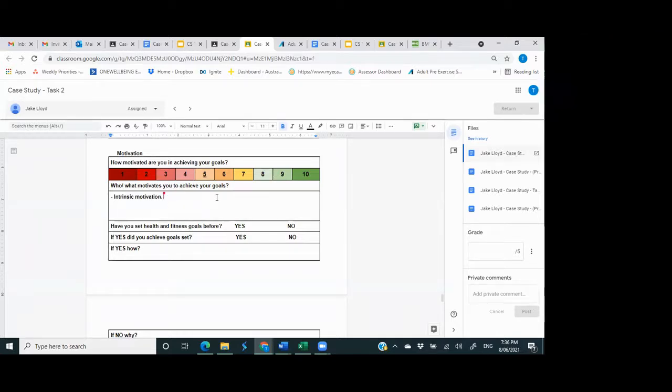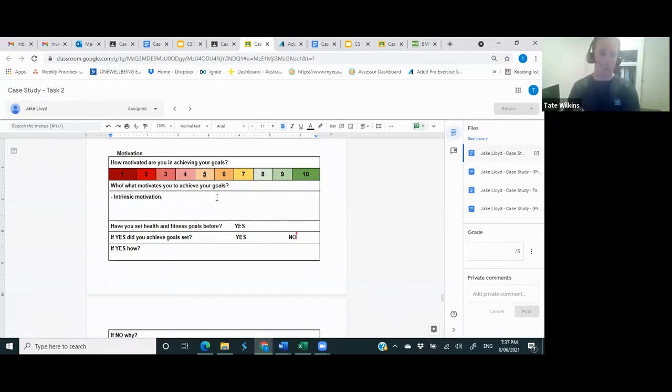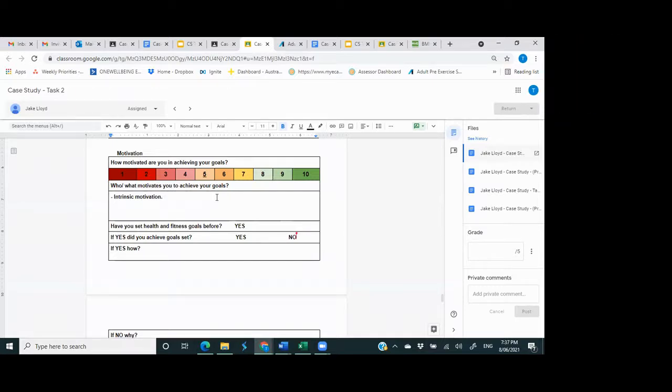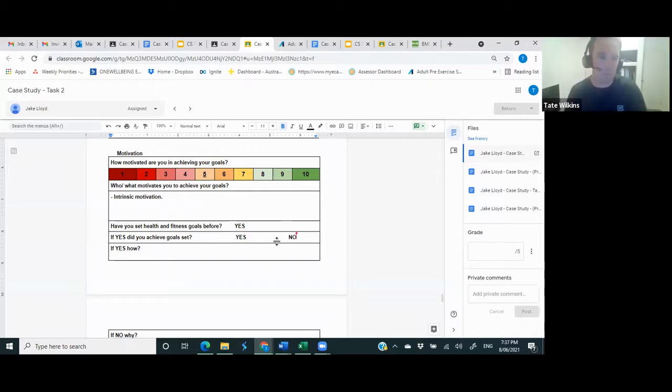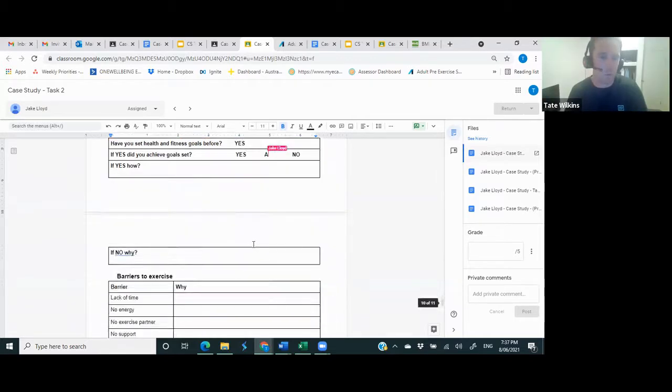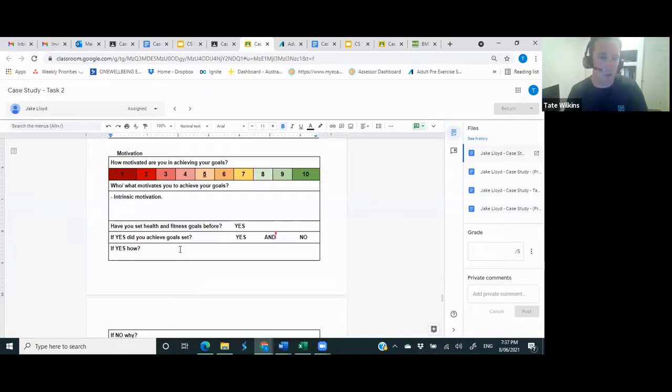Have you set health and fitness goals before? Yes. If yes, did you achieve your goals? Put the word "and" in between. What's that, sorry? Just write down yes and no, I guess. Probably the correct answer for everyone. You can write both. If yes, how?